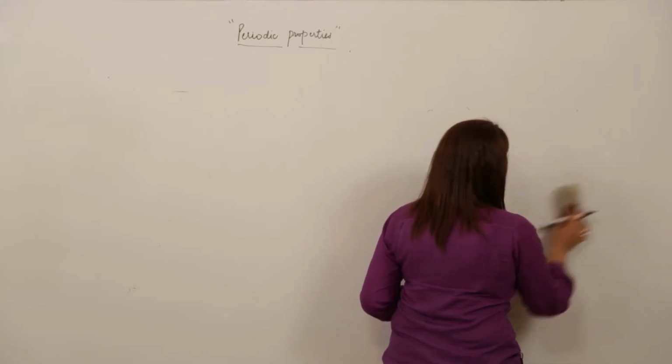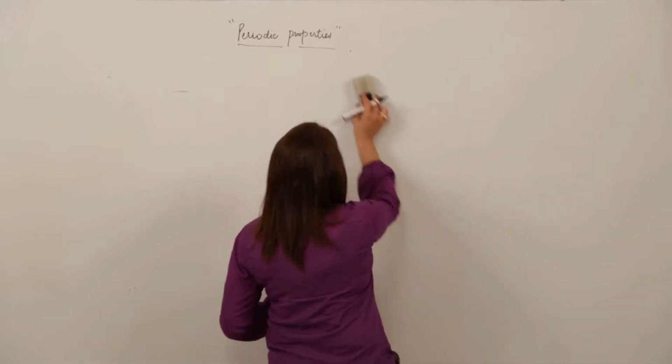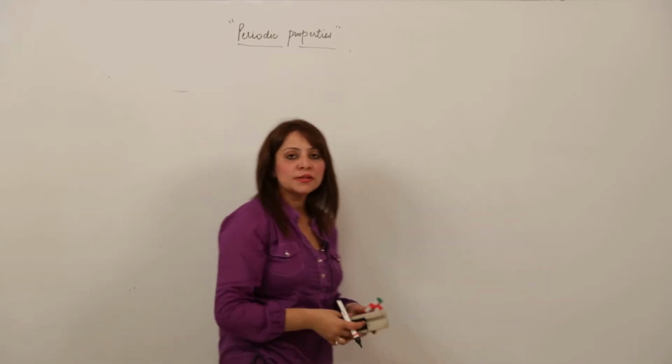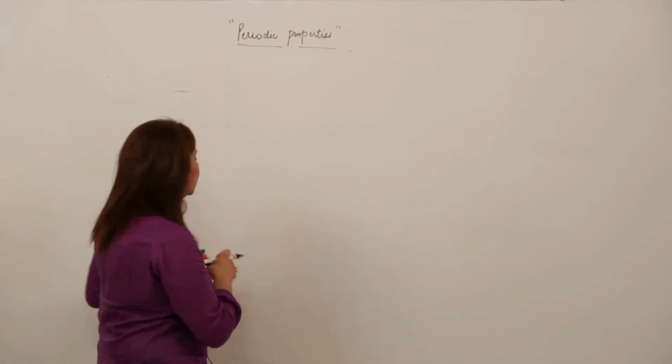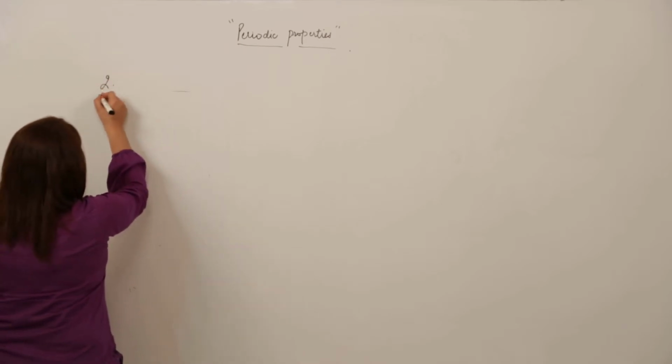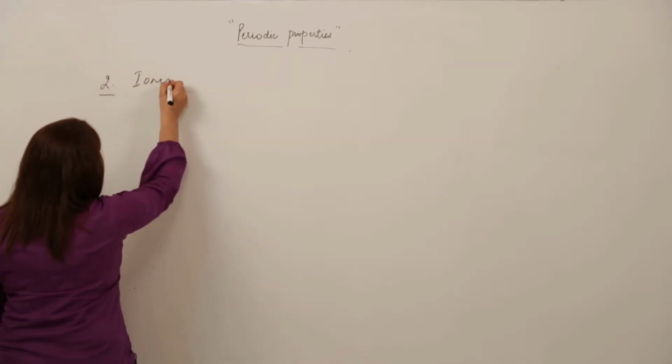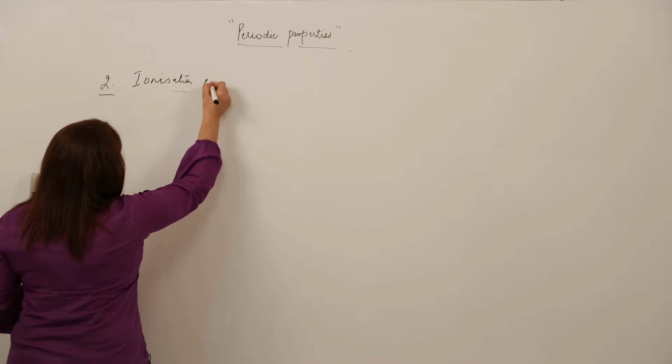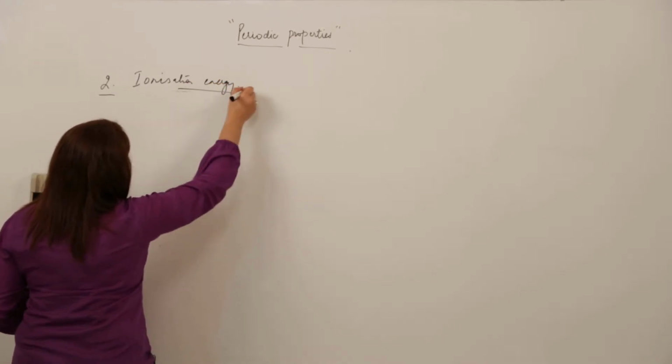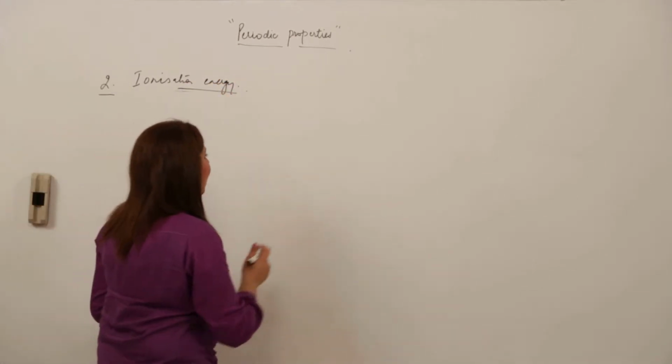The difference is there, but you will get to know it in higher classes. So up to your level, you can easily use the word enthalpy or energy as one word. So the second property that we are taking into consideration is ionization energy. So what is this energy? Ionization energy is actually an energy.